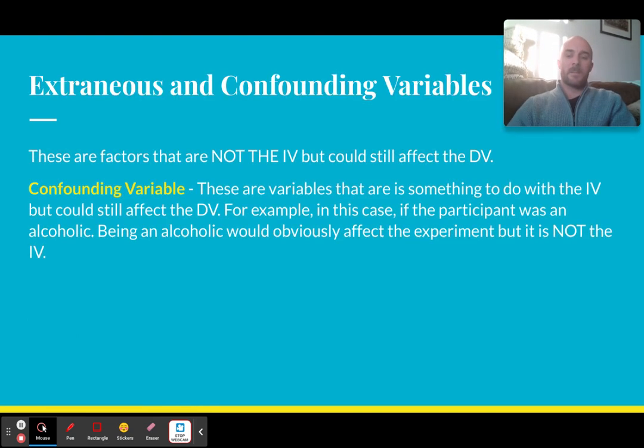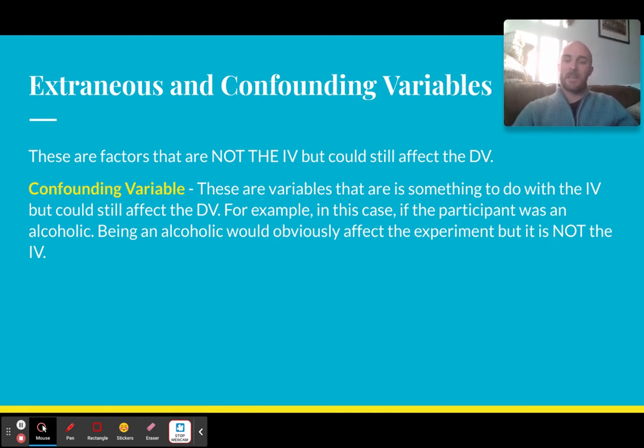So let's have a look. What is a confounding variable? Because I think confounding variable is the more complicated one. Confounding variables are variables that have something to do with the IV, something to do with the experiment, but they're not specifically the IV, but they could still have an effect on the DV. So they are something to do with the study that is not the IV, but it could still have an effect upon the DV.